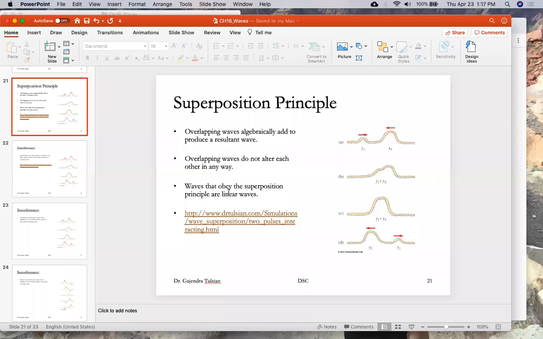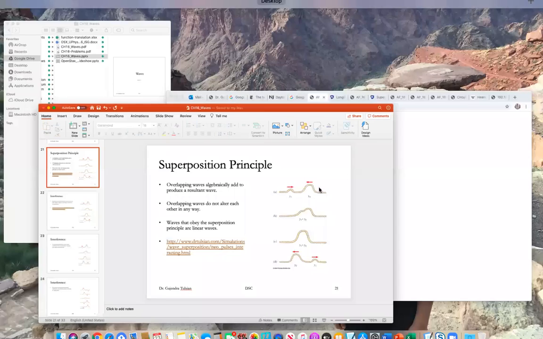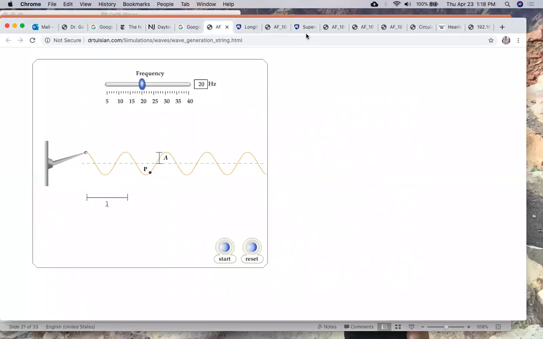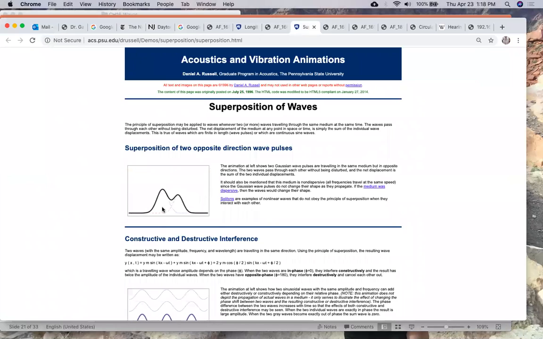Of course, there are nonlinear waves that do not add simply like that, but we're not going to go over that. Okay, so let me show you a simulation of superposition. Here are two waves, and you can see this big wave is coming from the left. They combine, and then once they pass each other, they have not altered each other.